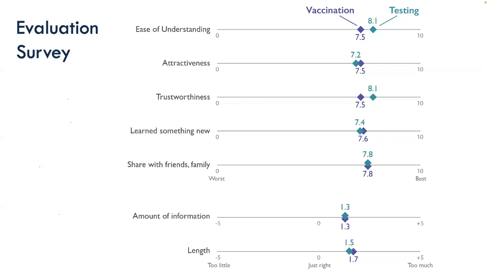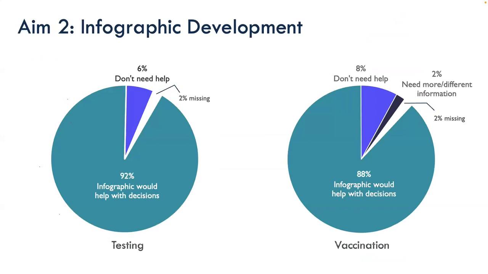By the summer of 2023, when the survey was conducted, baseline knowledge about COVID-19, as you can imagine, was quite high. So it was not surprising that we saw essentially no change in knowledge scores before and after viewing the infographics. For both infographics, the large majority of respondents said that what they had seen would help them make decisions about COVID-19 testing and vaccination. So we felt that we're making a kind of a valuable contribution in that respect.